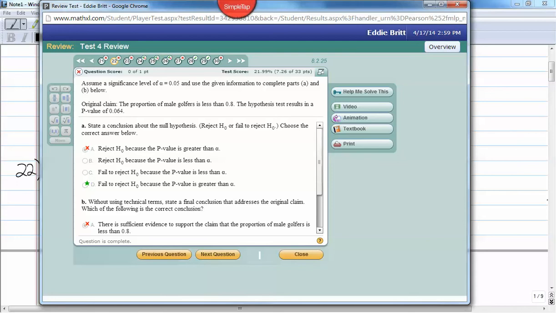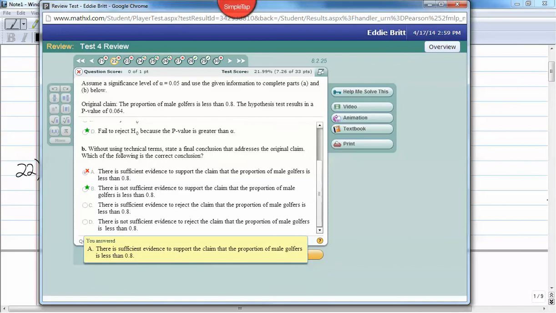Okay? Without using technical terms, state a final conclusion that addresses the original claim. So remember the original claim? The proportion of male golfers is less than 0.8. Okay? So we would say there is not sufficient evidence to support the claim that the proportion of male golfers is less than 0.8. All right? There is not sufficient evidence to support the claim that the proportion of male golfers is less than 0.8.